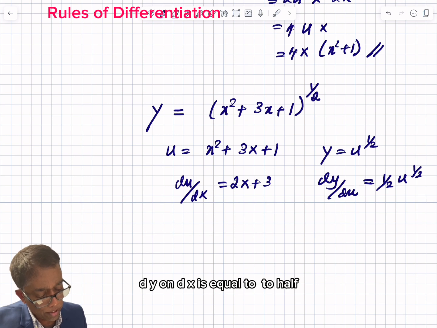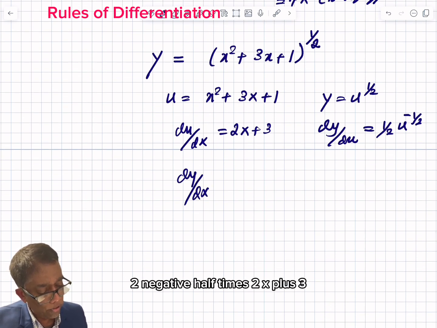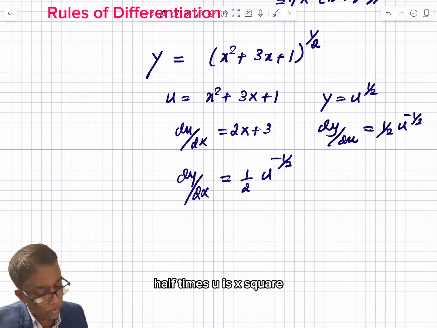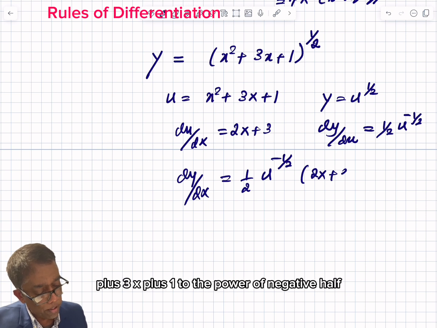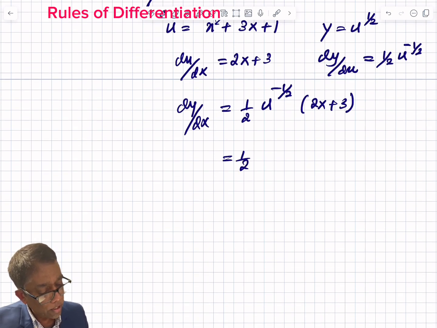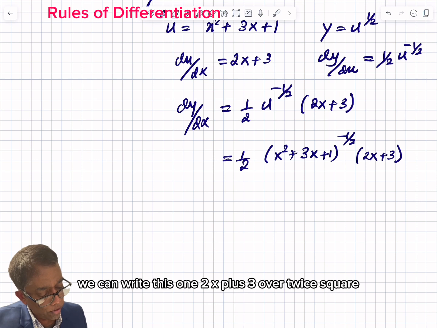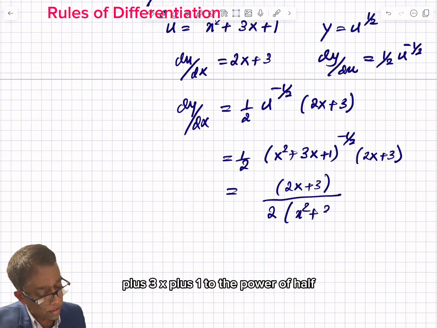dy on dx is equal to half u to the power of negative half times 2x plus 3. Half times u, which is x square plus 3x plus 1 to the power of negative half, times 2x plus 3. This is the final answer. We can write this one as 2x plus 3 over twice x square plus 3x plus 1 to the power of half.